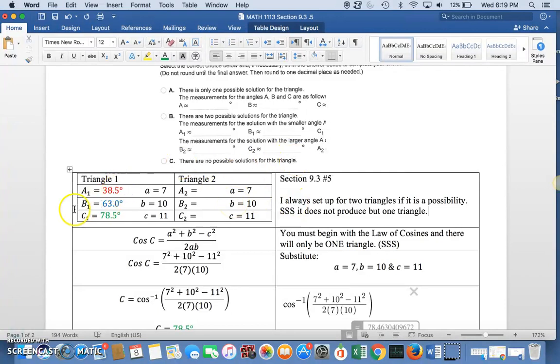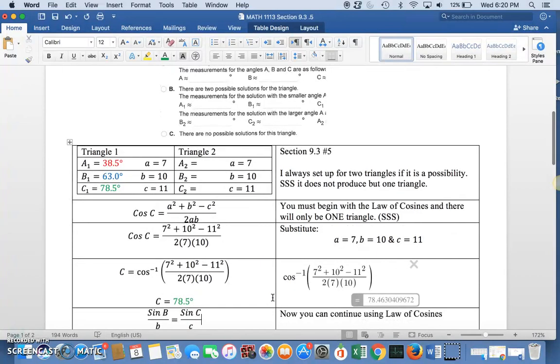Okay, that's the basic formula. You start plugging in. It would be 7 squared plus 10 squared minus 11 squared divided by 2 times 7 times 10. That's what you've plugged in. In order to find C, you're going to have to use the inverse cosine to get C by itself. So you take the inverse of both sides, and that cancels, and you're left with C. When you plug this into the calculator, you end up with 78.46 and so on. If you rounded it to one decimal place, it would be 78.5.